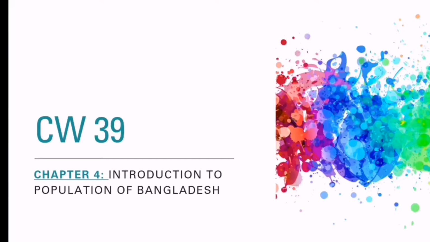Open your CW copy and book in front of you right away before starting the class and write the CW number on your copy, 39, as today our CW number is 39. And also don't forget to write today's date as well. Today we are going to have our class on chapter 4, that is Introduction to Population of Bangladesh. In our today's class, we will be discussing a new lesson from this chapter.